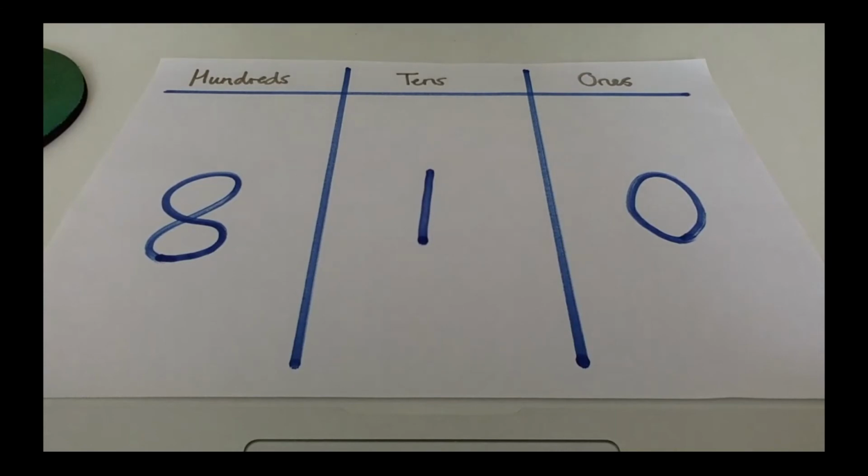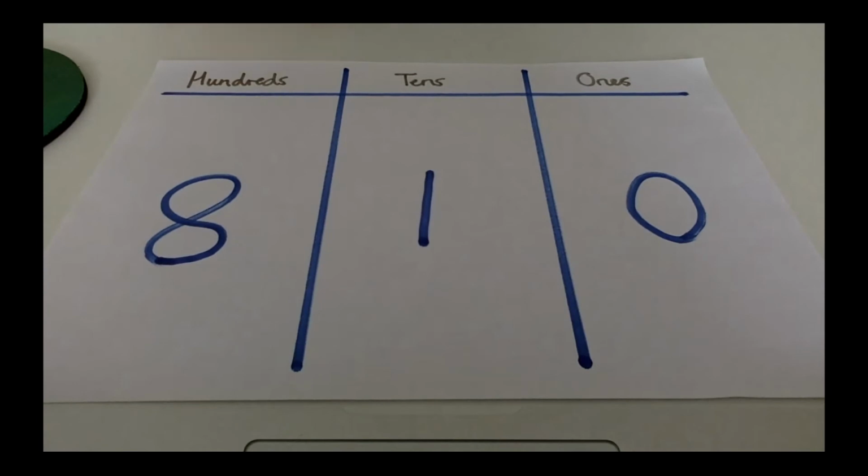So you have a go. What would my number be if I had 100 more than 810? I'm going to look in my hundreds column because I'm finding 100 more. And does more mean add 100 or does it mean to take away 100? Well done. More means add, doesn't it? So 100 more, I'm looking in my hundreds column.